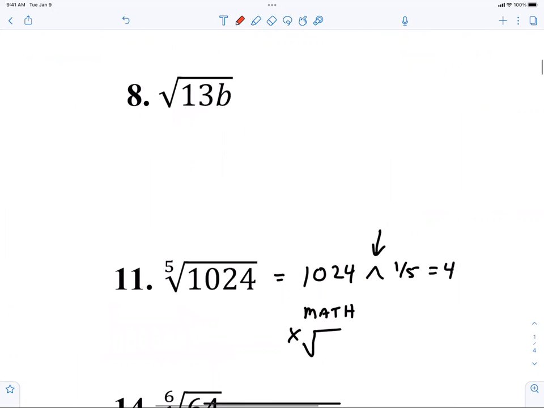Now, number 8. We would say this is 13b to the 1/2, but you have to remember it is in parentheses. That's the difference. So that would be 13b to the 1/2.